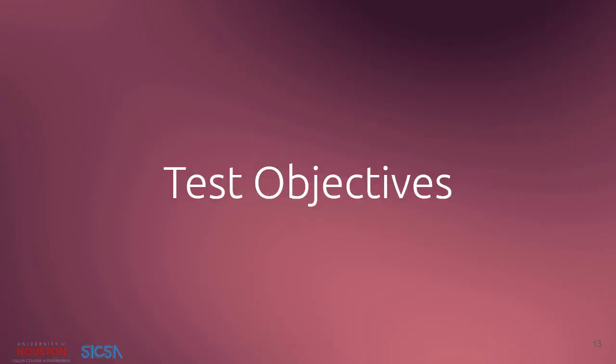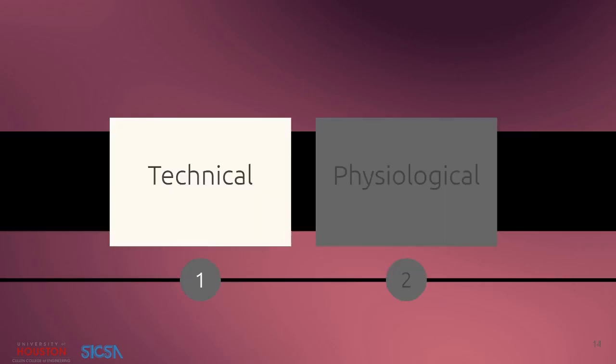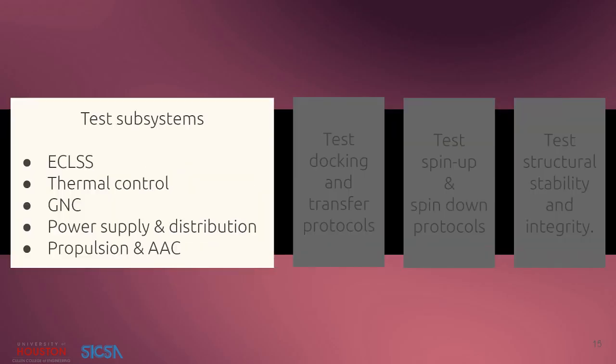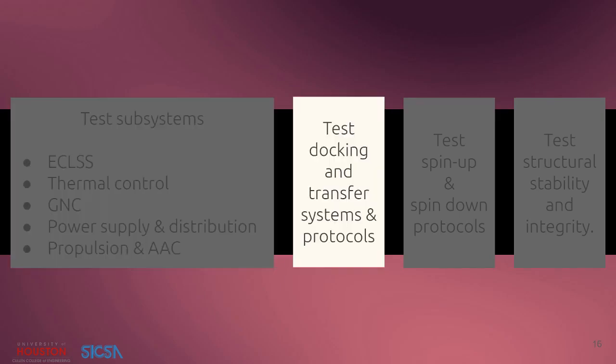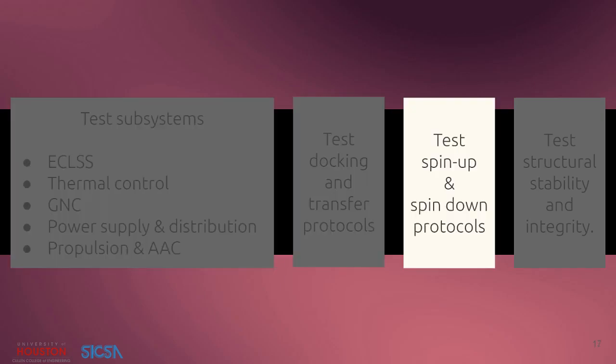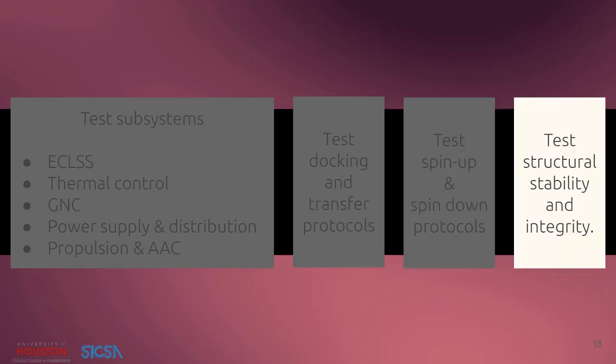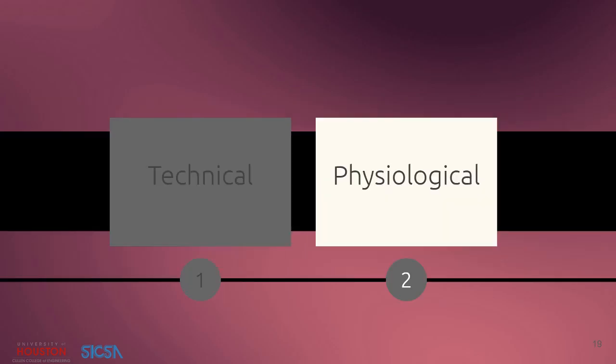And now once I had my concept in place, I could begin identifying my test objectives. First, the technical ones. We can test subsystems like ECLSS, thermal controls, GNC, and so on. We can test docking and transfer systems and protocols. We can test the spin-up and spin-down systems and protocols. And also we can test the structural stability and the integrity of the system.